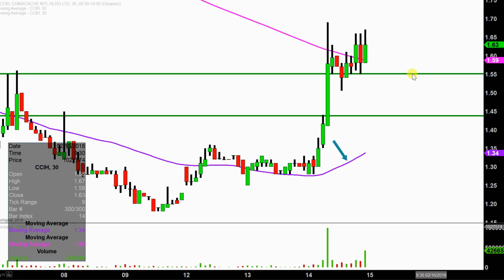Again, preferably if it could stay above $1.55, that would be great. But from the big picture of things, as long as the price stays above that purple line, the bulls are in full control of the trend.